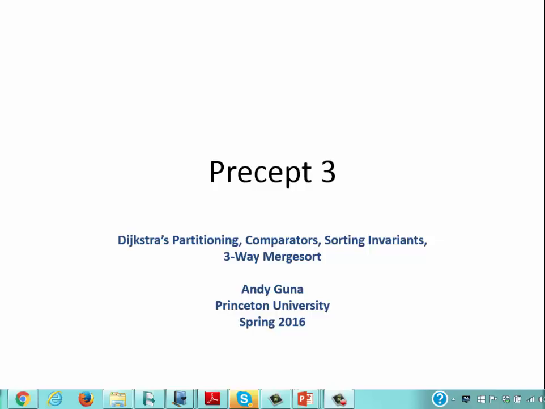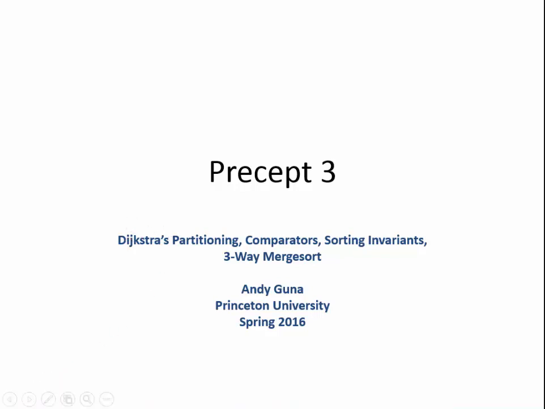Precept 3, spring semester 2016. In this precept, we're going to discuss a few concepts. Let's take a look at some of those concepts. Dijkstra's partitioning, notice it's not sorting. It's one of those things that you would do when you do quicksort with duplicate keys. We'll discuss comparators, we'll discuss sorting invariants, and then finally we do a bonus problem of three-way merge sort.